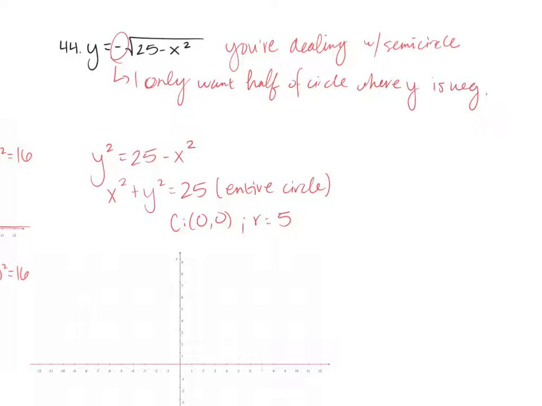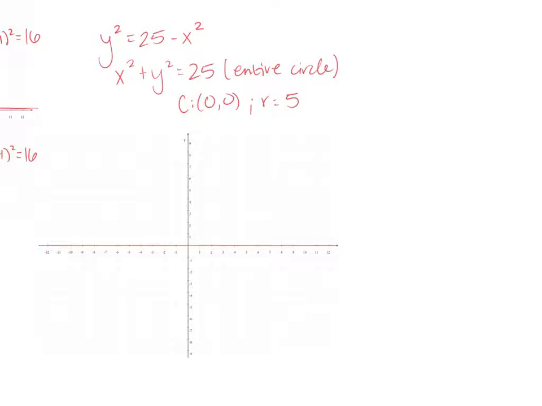But instead of graphing the entire circle, we only want where y is negative. And so if our center is 0, 0, we only want the portion with y negative, so we want to go down 5 on the y-axis, to the right 5 on the x-axis, and to the left 5 on the x-axis. That's it. We don't want to plot that fourth point above the x-axis because we only want where y is negative. And that happens to be beneath the x-axis on this one. So our semicircle looks like that. And that's our graph.